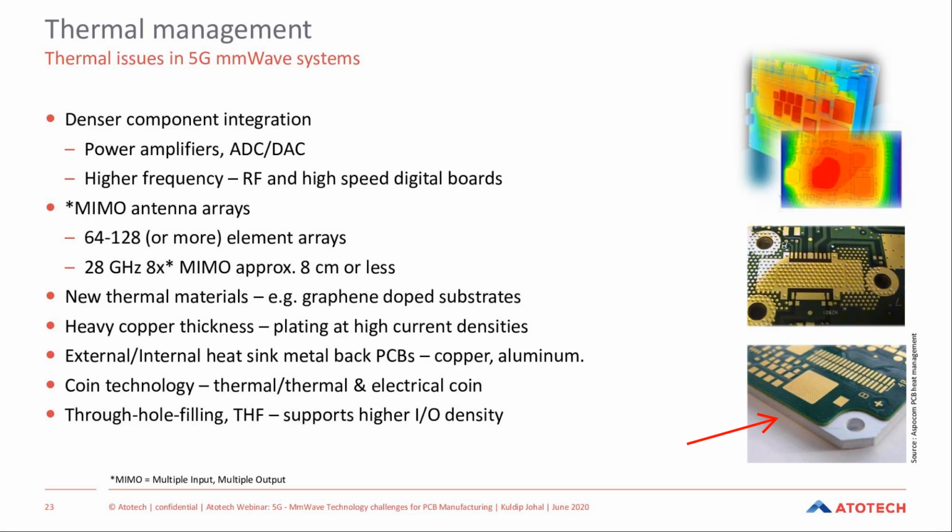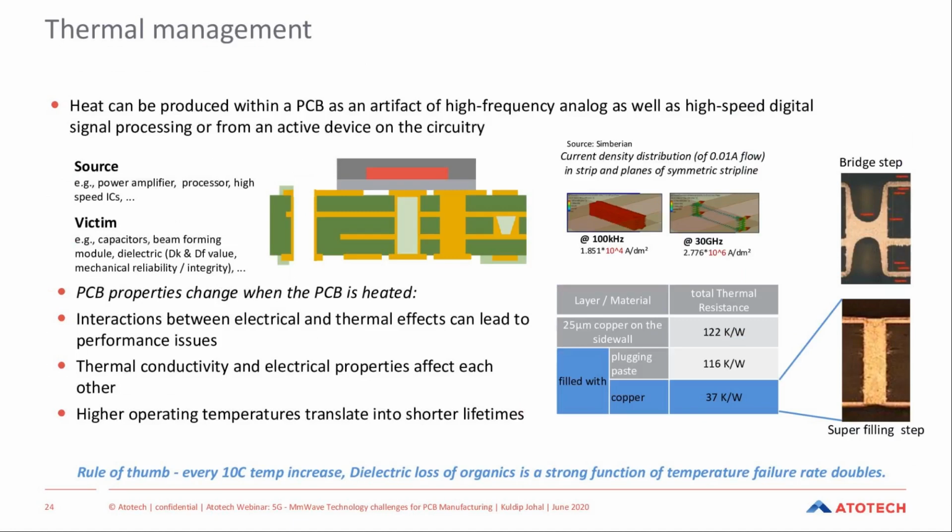So another key area that we've been focusing on is through-hole filling, and this would support high current density while at the same time not impacting the Z direction. And so moving on, this slide is going to talk about some of the work that was done. Some of it you can even find in empirical data, where you have a source that is creating the heat, and then you have the victim, which is the PCB and the functionality of the product.